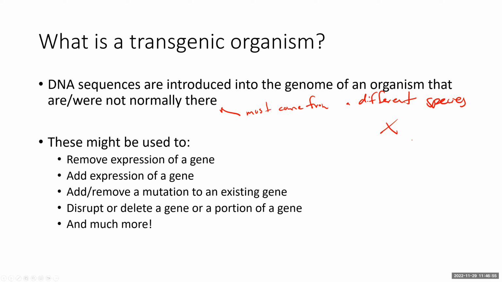We often use these types of organisms to do things like remove the expression of a gene or add the expression. We also might want to check whether or not a specific mutation causes a phenotype. This is a way that we can validate things that we find about our own diseases. We can disrupt or delete genes or parts of genes, and we can also do a lot of other things that you might not have thought about before. Most of the time when we think about transgenic organisms, we're thinking about giving the organism the ability to do something it otherwise couldn't. But that is only one of these possible things.